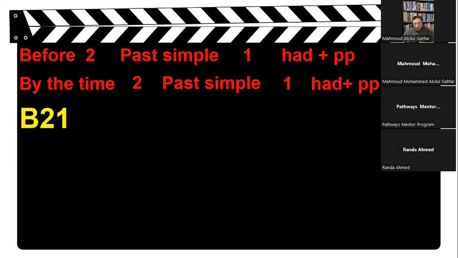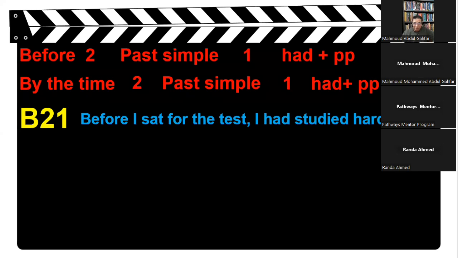So how did we form this code? B refers to before and by the time. 2 is the past simple, the second action, and 1 is the first action, which is had plus the past participle of the verb. So we took the code B21: before, past simple, past perfect. Here we can say, before I sat for the test, I had studied hard. Sat is the second action, number 2. I had studied hard is the first action, number 1.